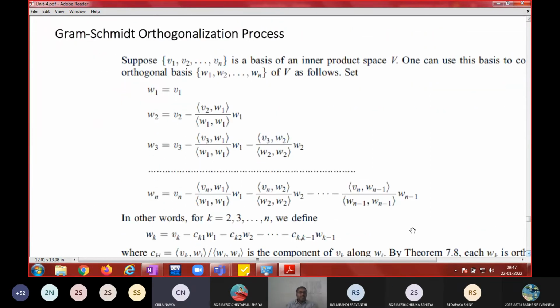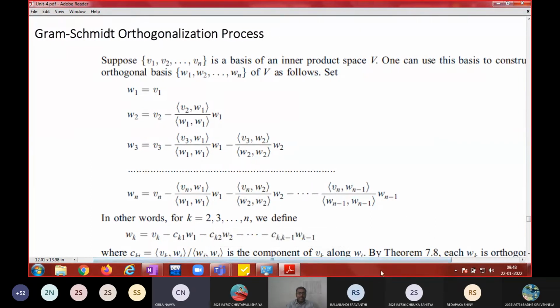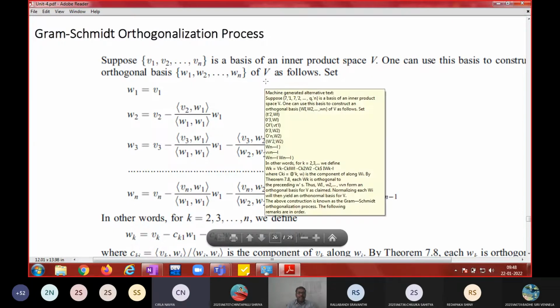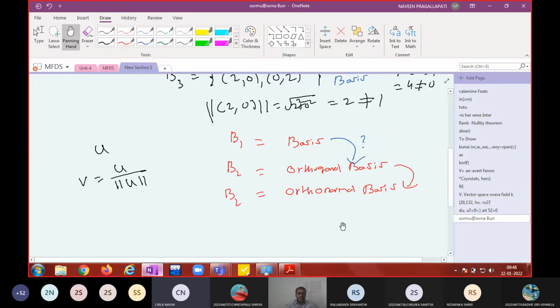Okay. So this is what I was talking about: the Gram-Schmidt orthogonalization process. If you are given a basis, one can use this basis to construct an orthogonal basis of V as follows. So this is the question: if a basis is given, how do we find an orthogonal basis for the same vector space? From this basis we can create an orthogonal basis.